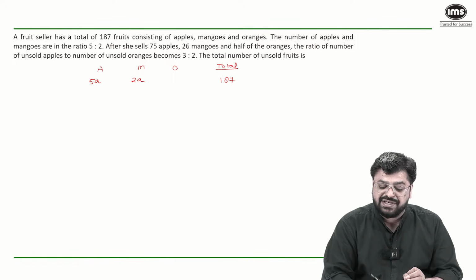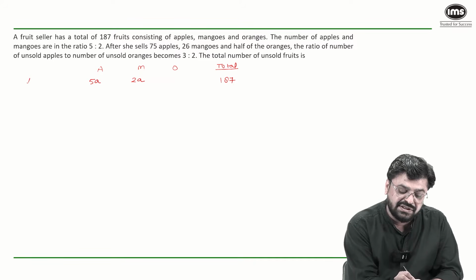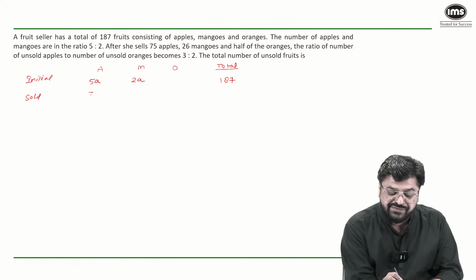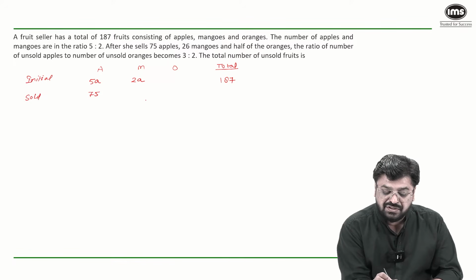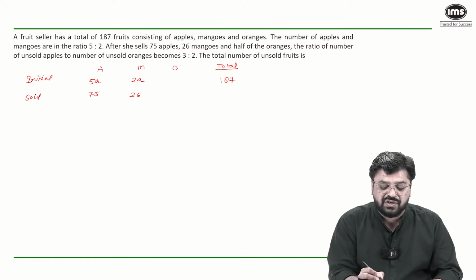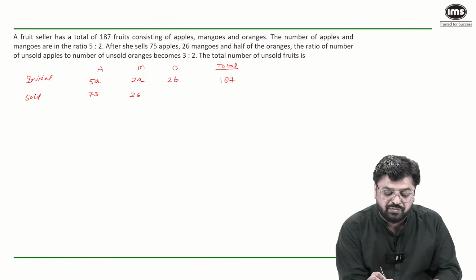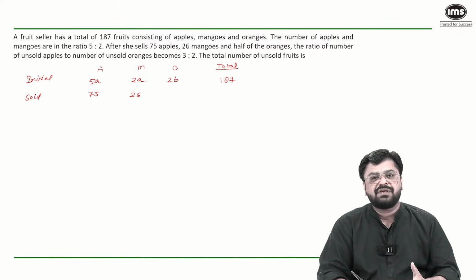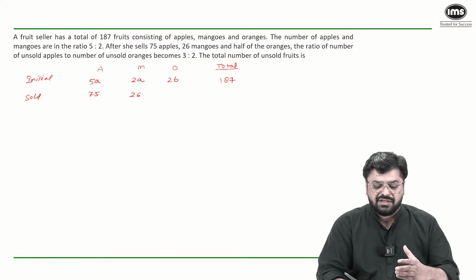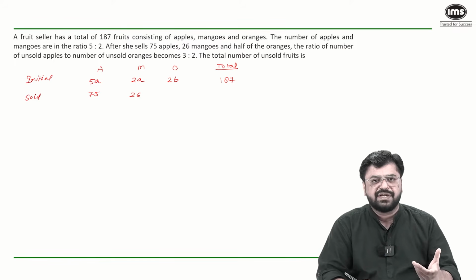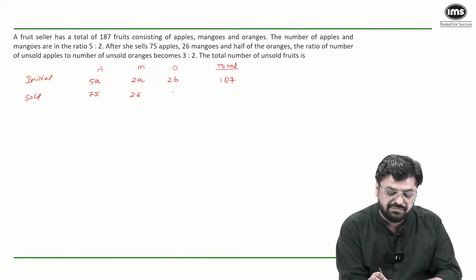After he sells 75 apples, so this is the initial quantity. They sold 75 apples, 26 mangoes, and half of the oranges. We don't know the number of oranges. Let's assume the number of oranges to be 2B. Why twice B? Why not B? Because I want to sell half of it, so it will be an integral value. I don't have to deal in decimal numbers then.